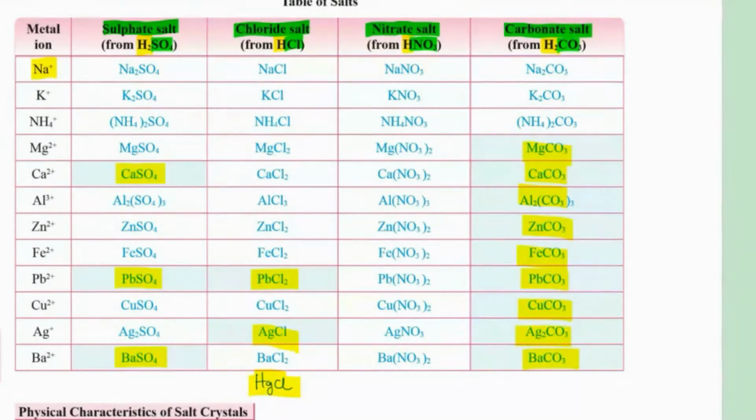All are insoluble except these three: sodium carbonate, potassium carbonate, and ammonium carbonate. All these sodium, potassium, ammonium salts are soluble, like nitrate also. As long as you see sodium, potassium, ammonium salt, it is soluble in water. Other than these three carbonates, all are insoluble. Can or not?